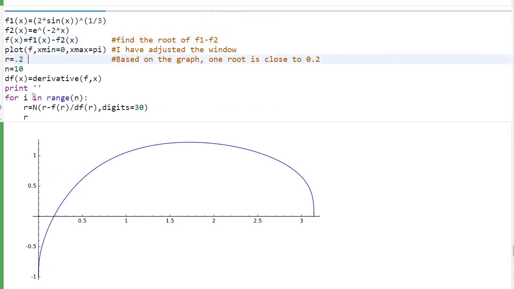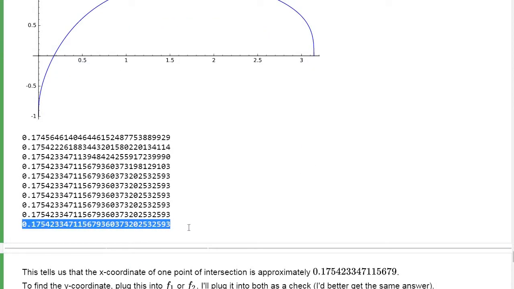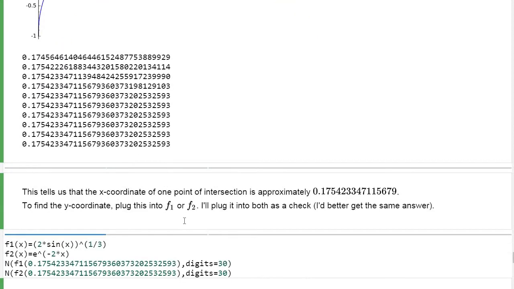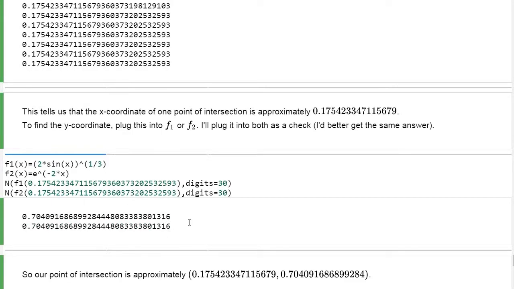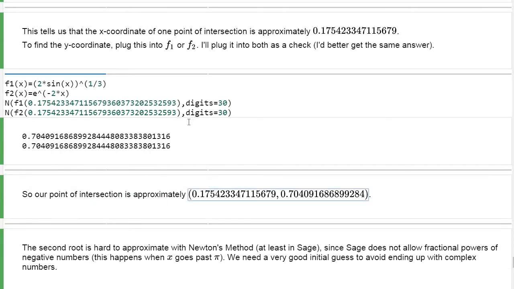Alright, let's find this first one. So I changed my r to 0.2, and here's what comes out. So this is the x-coordinate where those 2 functions cross. Now, the point of intersection is not just x. It's actually an ordered pair, x and y. So to find the y-coordinate, I need to plug this into one of the functions. I'm going to go ahead and plug it into both of them, because that's a way to check and make sure I didn't do anything wrong, because if they're the same, then it's working. That's the whole point. These y-coordinates are supposed to be the same. So I just copied and pasted this answer into f1 and f2. I converted to decimal with 30 digits, and I got the same answer. So great. It looks like this is our point of intersection. So this thing I got from Newton's method is the x-coordinate. The answer I got here by plugging it into the function is the y-coordinate.